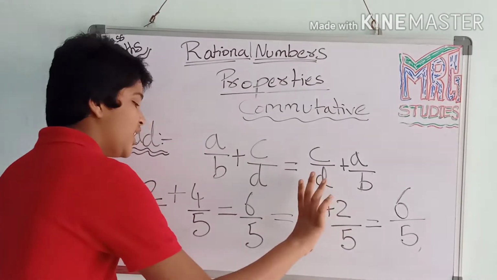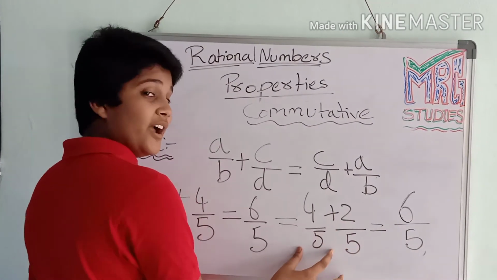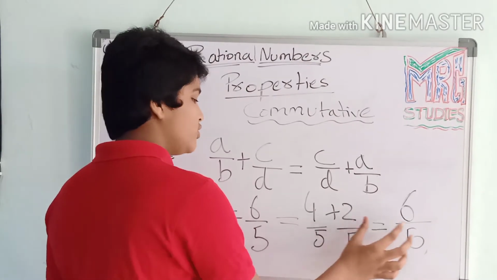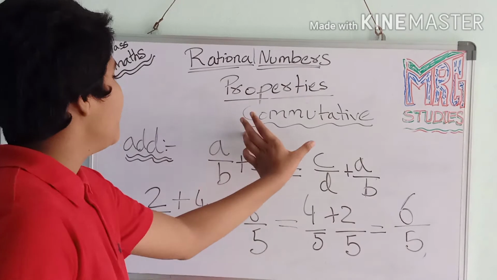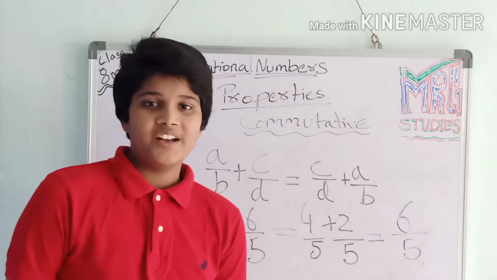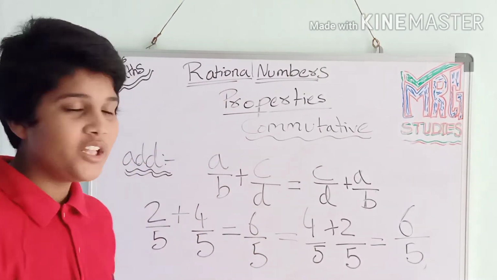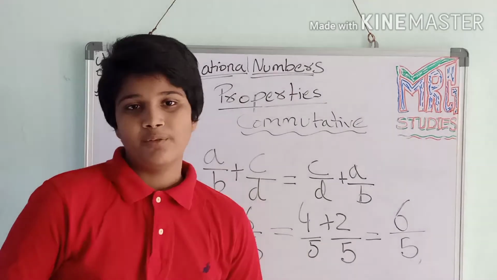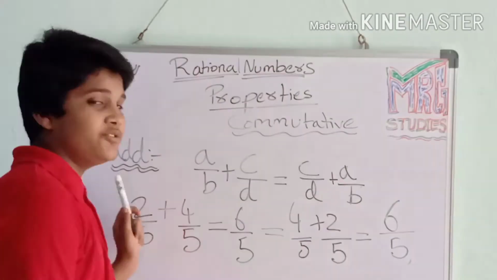Now we reversed the fractions: 4 and we kept here 2. 4 by 5 plus 2 by 5. 4 plus 2 is 6 and 5. 6 by 5, 6 by 5. So in commutative property, the addition is equal, and the addition is verified. Now I am going to tell you about subtraction, whether it is verified or not.